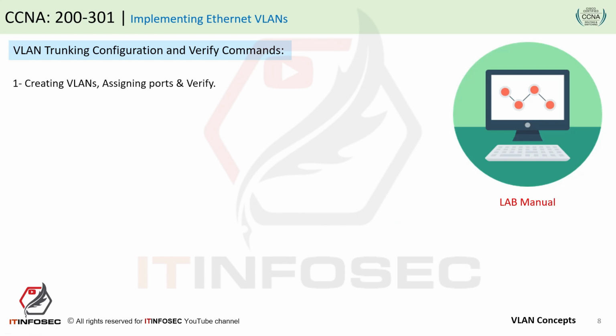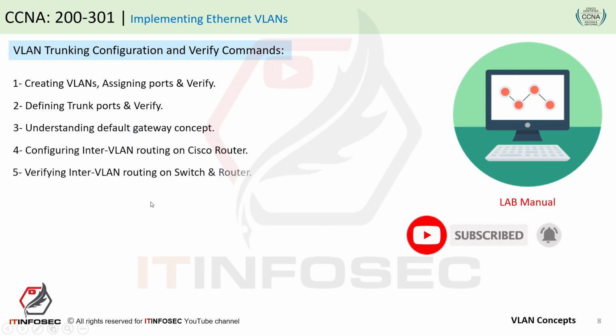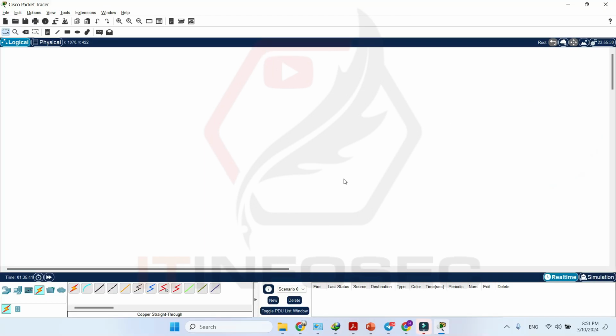and we reach the lab manual. We want to create VLANs, assign ports and verify, define trunk ports and verify, understand the default gateway concept, configure inter-VLAN routing on a Cisco router, and verify inter-VLAN routing on a Cisco router. Let's go to practice. Okay, this is Cisco Packet Tracer, and I want to design the network as explained.